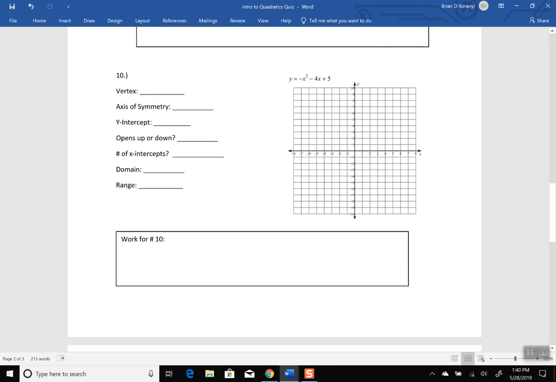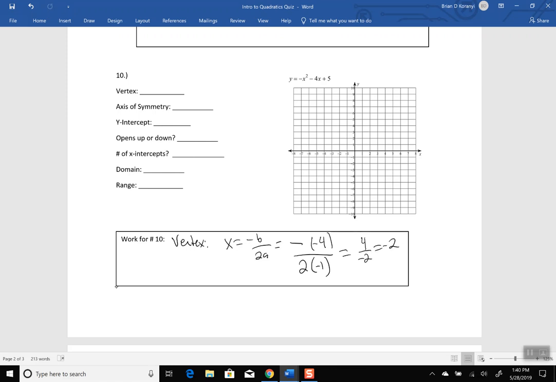Number 10, same idea. We're going to start off with the vertex. So start off with my formula, minus b over 2a, where my b is negative 4. And this time my a is negative 1. So it's going to be 4 over negative 2, which is negative 2.